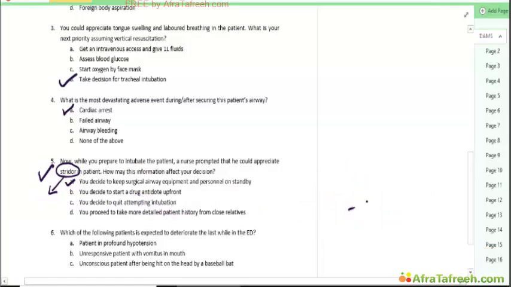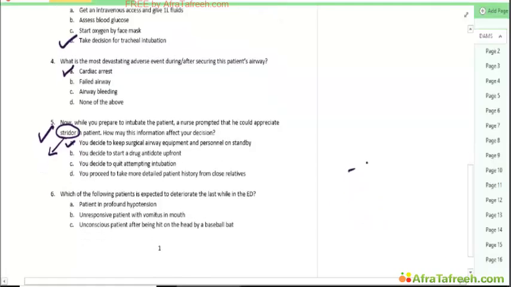Coming to the next one: which of the following patients is expected to deteriorate last while in the emergency department? Once we have discussed the concept of treating first what kills first, airway kills before breathing, which kills before circulation, and the disability abnormalities kill the last. Let's see. The patient in profound hypotension: this is a circulation issue. Unresponsive patient with vomitus in mouth: this is an airway issue because there is vomitus in the mouth.